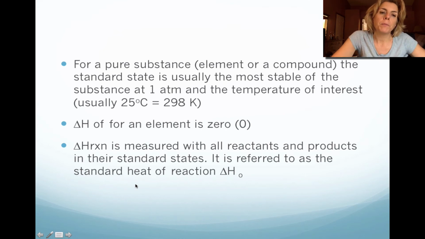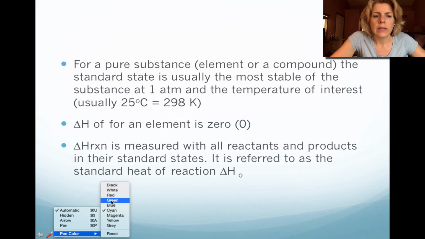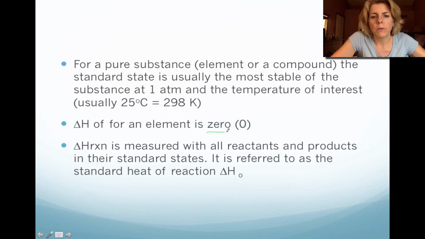Okay, and then for pure substances, you usually have it occur at 1 atmosphere, and the temperature is usually 298. If you have an element, its heat will be 0. So if you have hydrogen gas or oxygen, those elements will be 0 enthalpy. So please remember that heat of reaction is measured where we take the heat of the products minus the heat of the reactants.